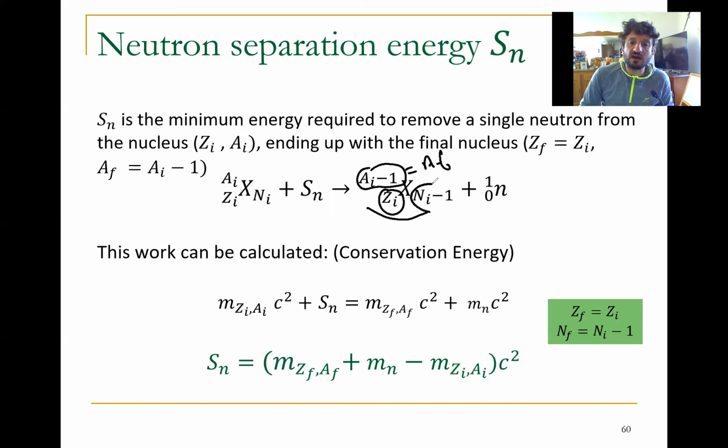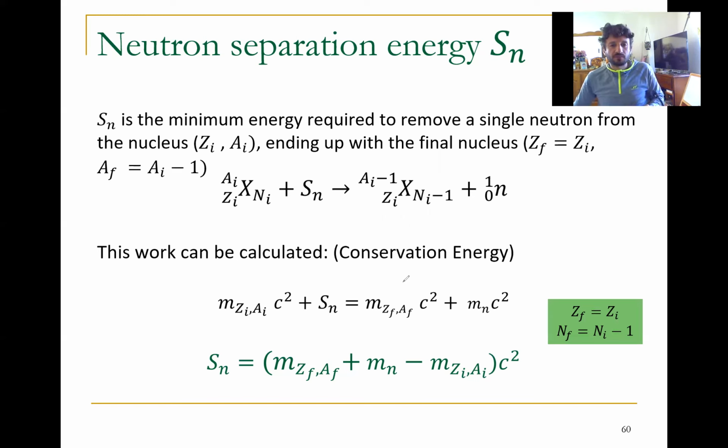And we have Ni minus 1 plus 1 neutron, the extracted one, we remove this neutron. So finally, we have this expression between the initial atom and the final atom, and Sn applied to the system to remove one neutron. To calculate Sn, we can write the conservation of energy between before the reaction and after the reaction.